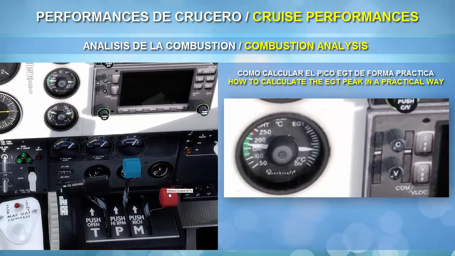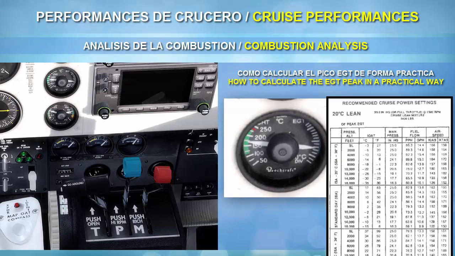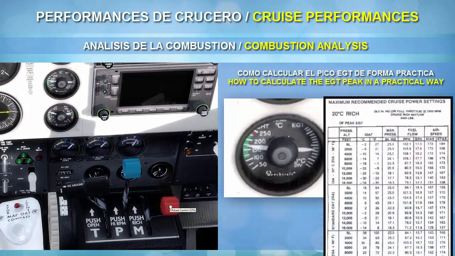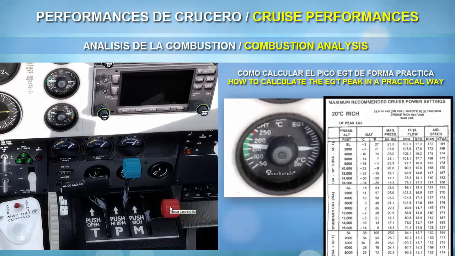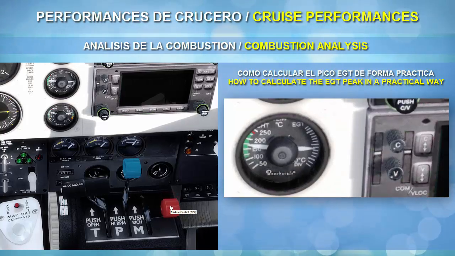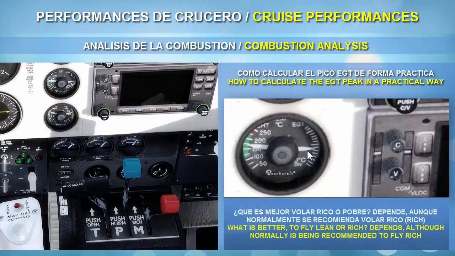I like to emphasize this a lot, okay? So take a look at the cruise performance tables. The cruise performance tables are showing us 20 degrees lean of peak EGT. Remember, see that, of peak EGT. And what we are doing right now is moving the red lever rearward or forward until the EGT needle gets to its higher position. We have it in its higher position, okay? And now we reach that reference point, because the EGT peak is only a reference point.